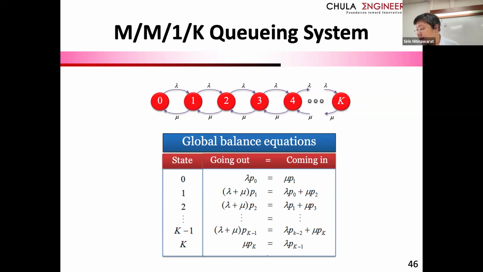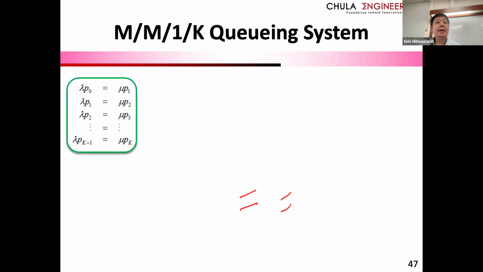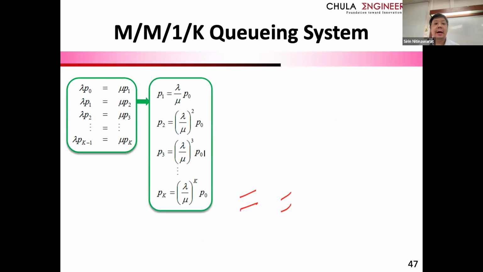But we can still cancel the terms, right? From the first one, we cancel that term, and then for the equation for state 1 to state 2, we can cancel these terms, and so on and so on, until we get this system of equations. Now it won't go forever, but the P's still exhibit this geometric relationship in terms of rho.